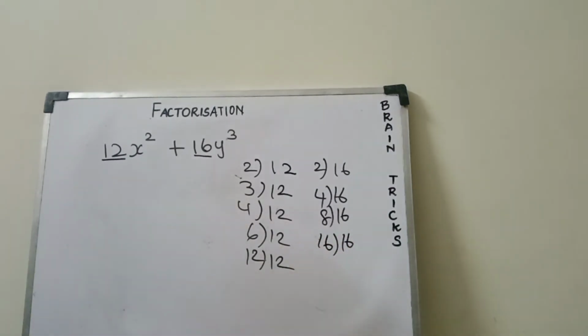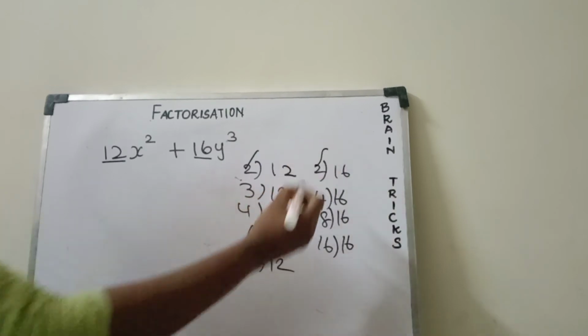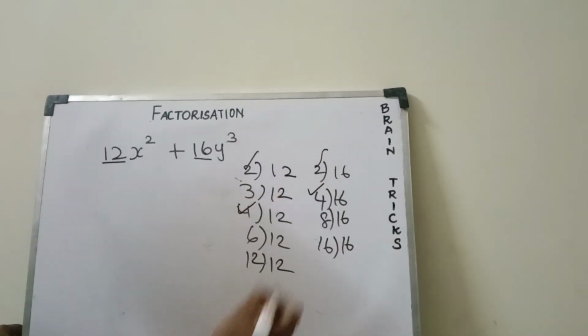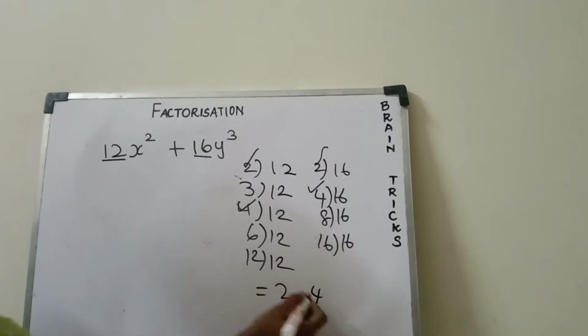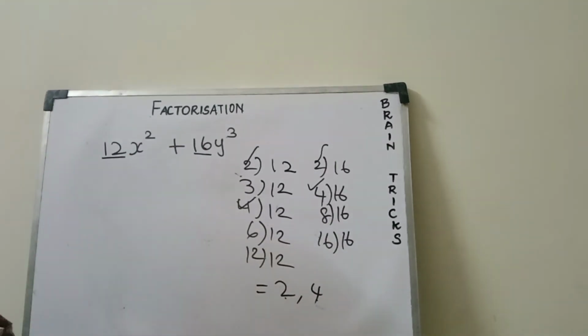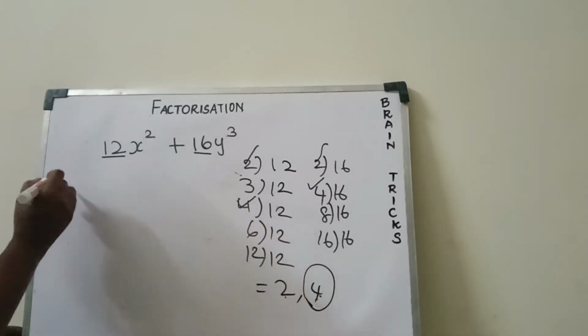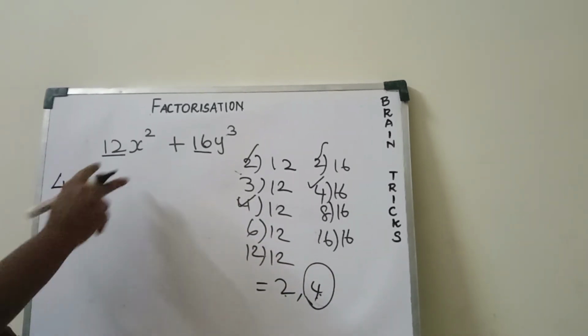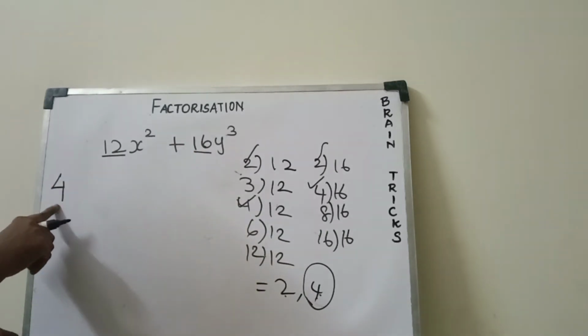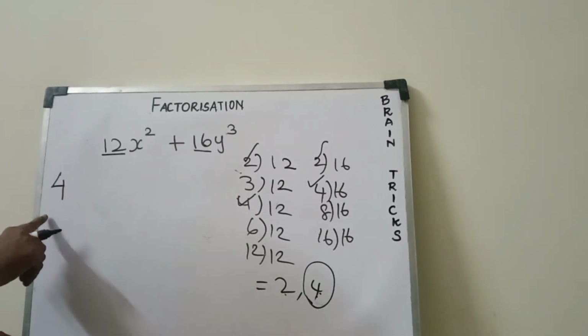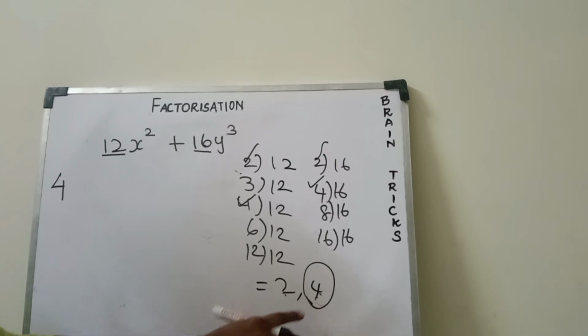Clear? What is the common divisor? 2 is the common divisor. 4 is also a common divisor. Clear? 2 and 4. Both the numbers are common divisors of 12 and 16. We have to take the bigger number. So I am taking 4. Common divisor of 12 and 16 is 4. Both the numbers are divided by 4.